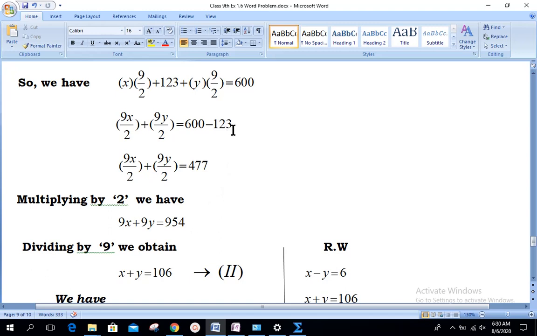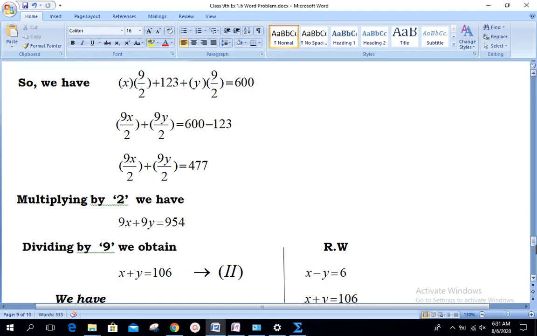Simplification is easy. First you subtract this number 123, you reach over here. Now 2 is the LCM, multiplying by 2 you will reach over here. Now you observe that each entry is divisible by 6, so dividing by 6, you get x plus y is equal to 6. That is my equation number 2.